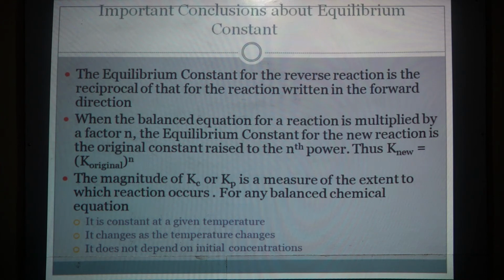The magnitude of Kc or Kp is a measure of the extent to which the reaction occurs. For any balanced chemical equation, Kc is constant at a given temperature. That means it changes as temperature changes. It does not depend on initial concentrations.